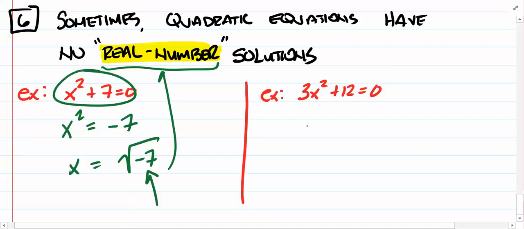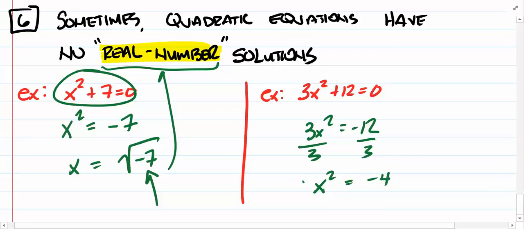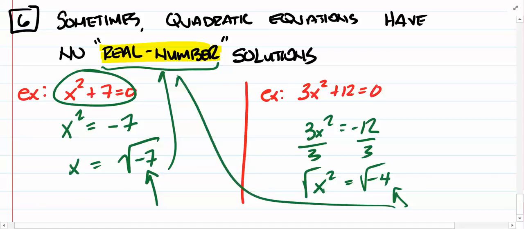Same thing over here. If I do 3x squared is worth negative 12, and I divide both sides by 3, I get x squared is worth negative 4. And in my next move, I would try and take a square root of a negative number, which would tell me that there are no real number solutions, meaning that this quadratic will never touch the x-axis.